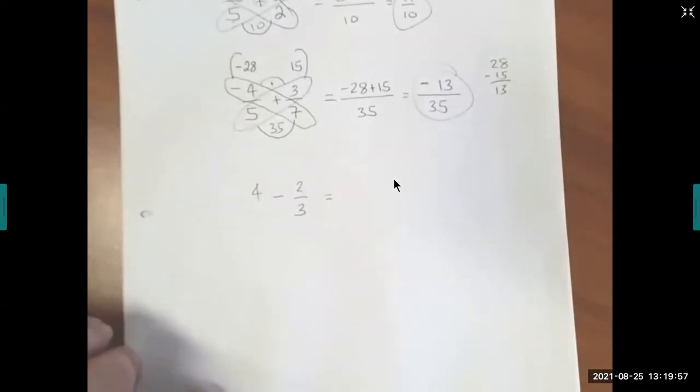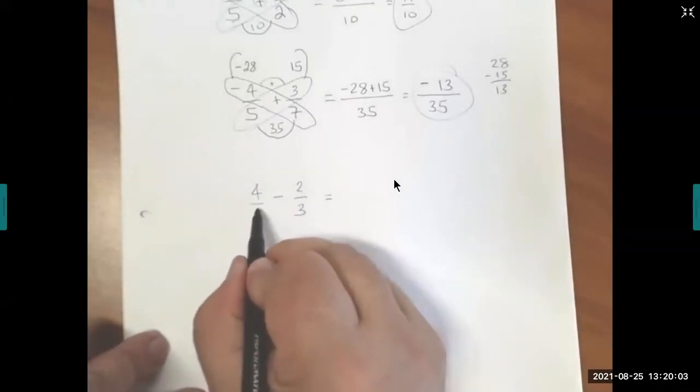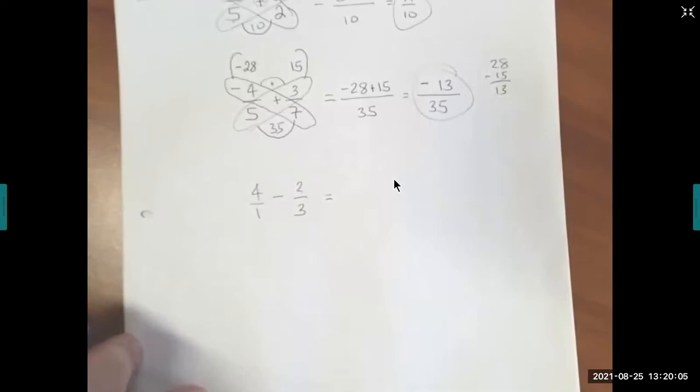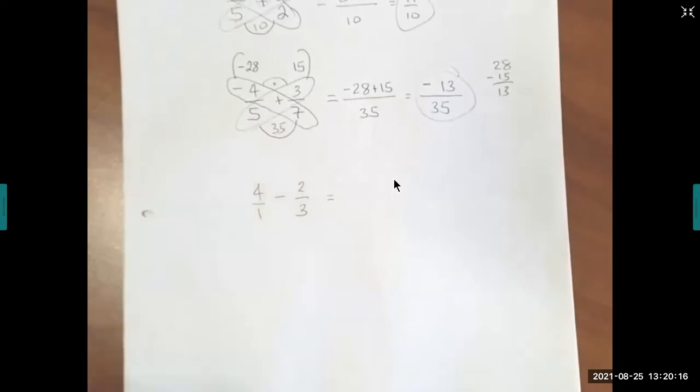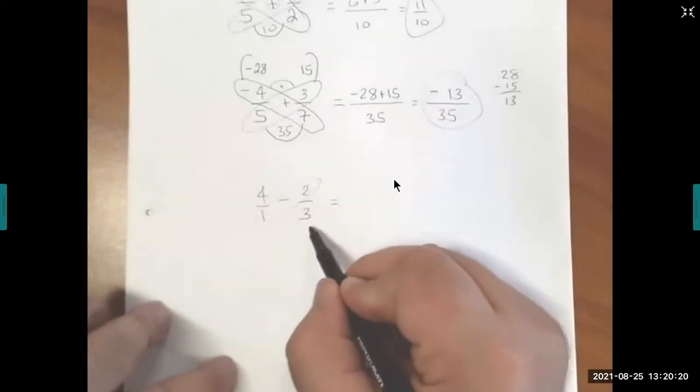Okay, how about this? We have a broken butterfly. Why do we put 4 over 1? Every number is a fraction. Every number, if it doesn't have a bottom number, it has a 1 on the bottom. So every number is a rational number. Very good. So we just go from there.